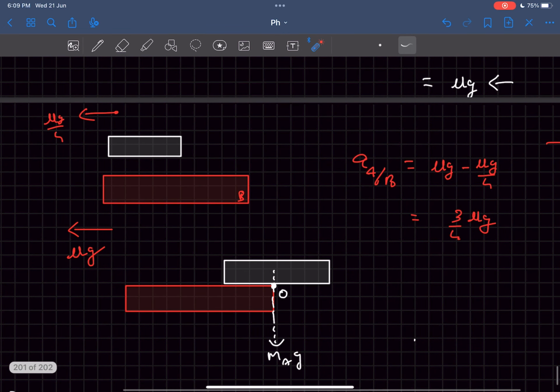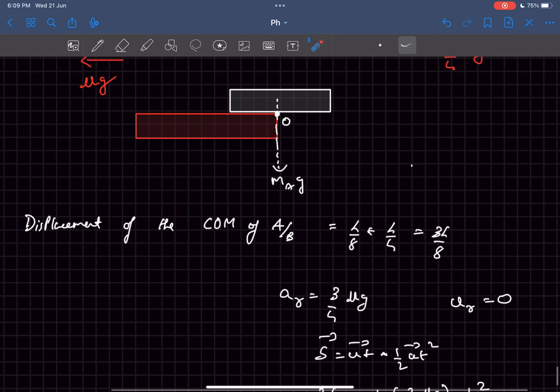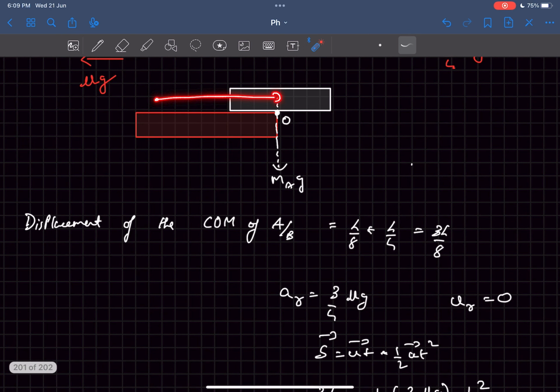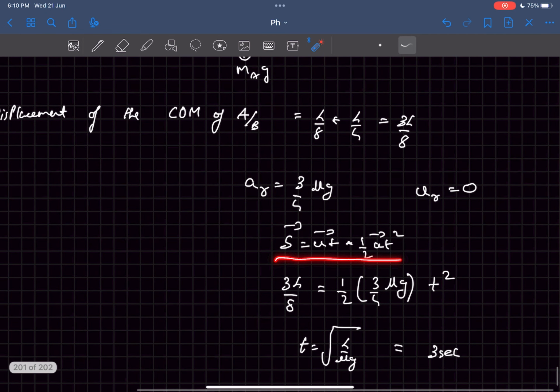The relative acceleration of block A with respect to B is going to be the difference of their accelerations, which will be mu g minus mu g by 4, which is 3 by 4 mu g towards the right. Okay, so as we have determined the relative acceleration, and the displacement of the center is going to be 3L by 8. And as both of their initial velocities are the same, the relative velocity will be 0. And now we can just use s equals ut plus half at square and substitute all the values in it to get the time to be 3 seconds.